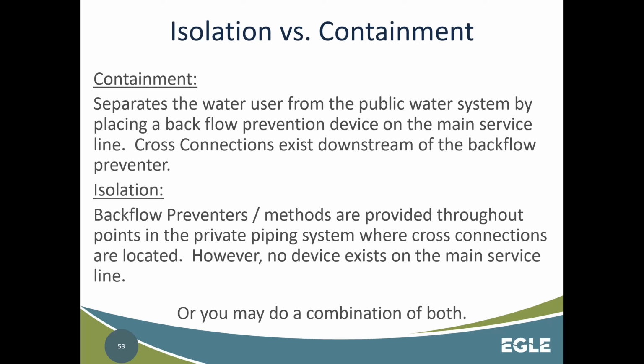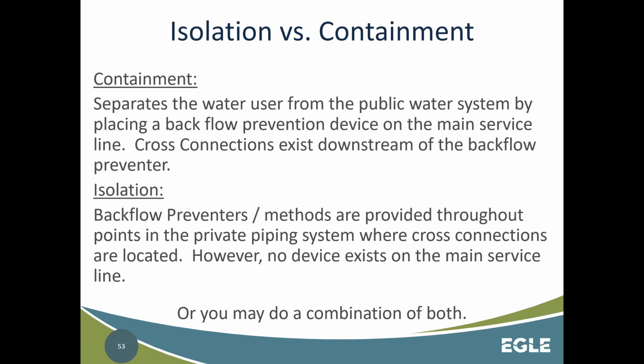A, it's exposed to fewer people, and B, it's isolated to only that particular area of the building. The rest of the building was okay. That's considered isolation, meaning different parts of the building are broken up by these and protected by these different backflow preventers. Okay. Or you may have to do a combination of both.